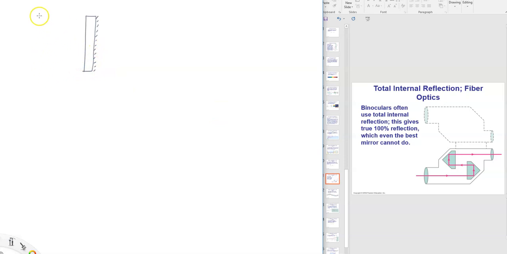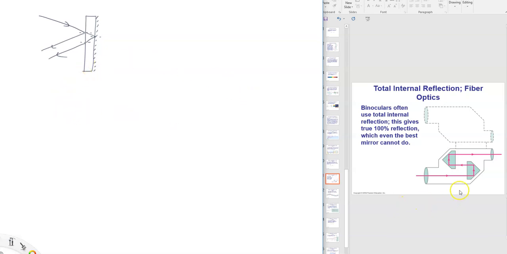Light comes in, reflects, and some of it goes in, reflects again, comes out, something like this. There could be a little bit of light absorbed by this reflective surface. But when it comes to total internal reflection, it's 100% reflection, right?